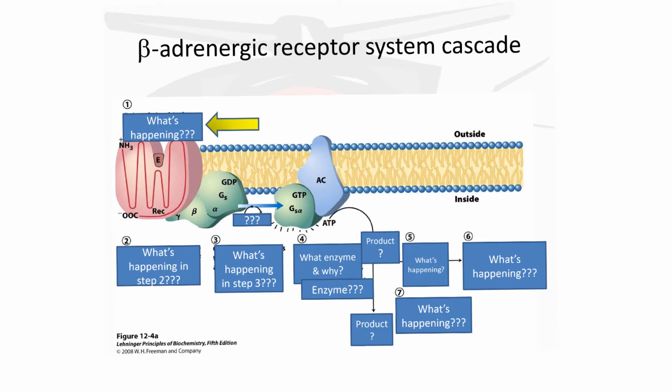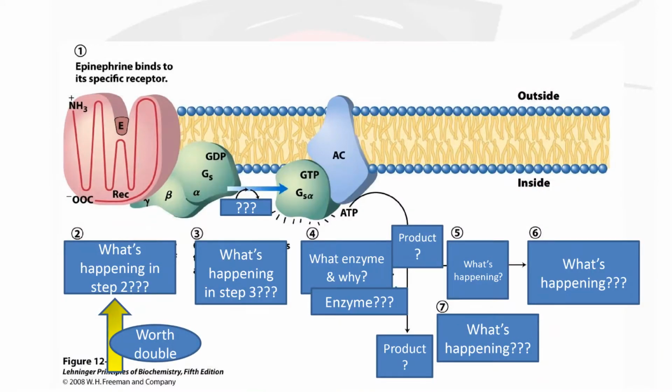Okay. So what do you suppose, if we just think about epinephrine, which is called the beta-adrenergic receptor system, has to happen first in order for the cascade to start? Don't overthink it. Epinephrine must bind. And so we have it shown here that the epinephrine comes in and has a very specific binding site.